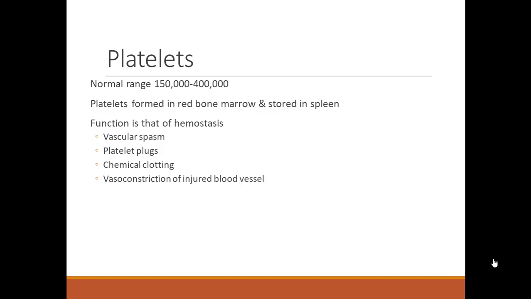We'll get into the spleen in a little bit, but all the blood cells are formed in the red bone marrow. So for platelets, their function is basically hemostasis. It causes vascular spasms, platelet plugs, chemical clotting and vasoconstriction of an injured blood vessel. So platelets are the big thing we need when there's an injury or a cut to cause that blood clotting so that people aren't bleeding out.